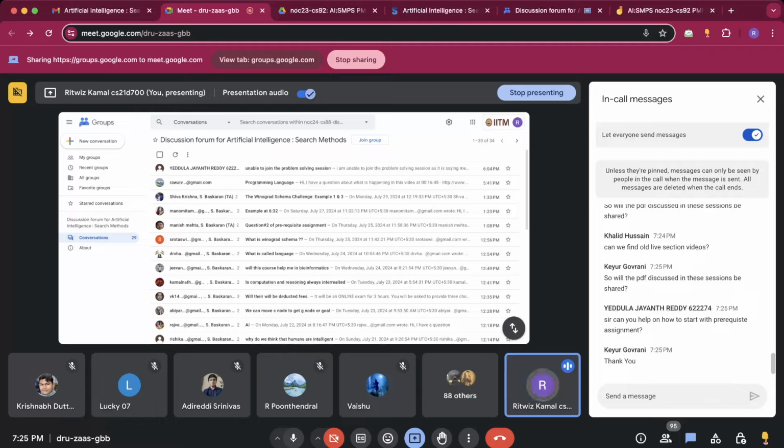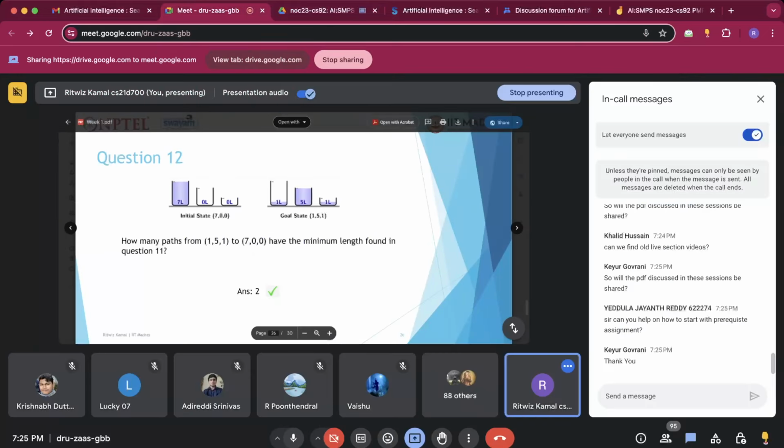How to start with the prerequisite assignment. The prerequisite essentially aims to give you a flavor of the kind of questions that you can expect. Sorry, I'll just share the screen. You don't need to study anything specific for the prerequisite assignment. Just try answering the questions to the best of your abilities based on your logical reasoning, and then see how much of that is matching with the answers, and based on that you'll understand how to approach the problems in the coming assignments. That is the idea of the prerequisite.